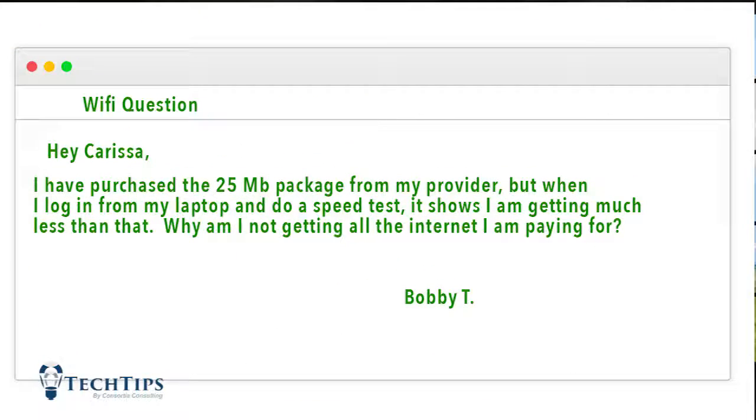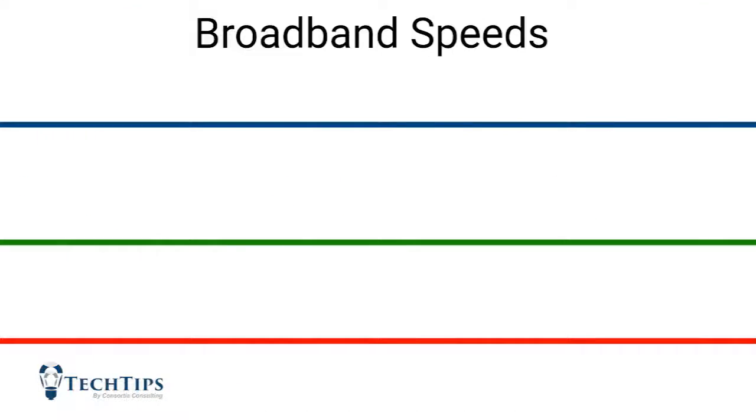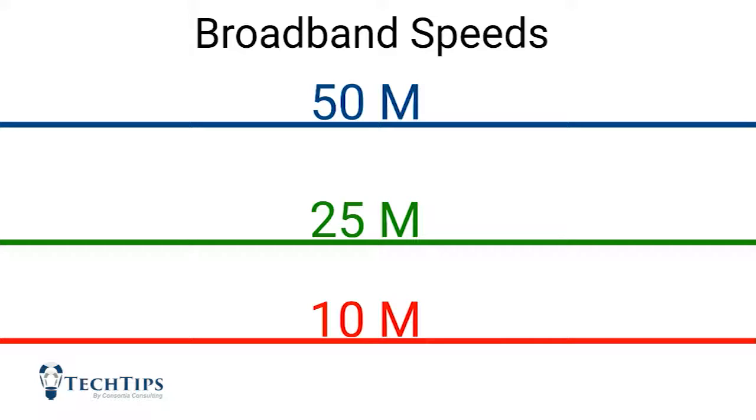I have purchased the 25 meg package from my provider, but when I log in from my laptop and do a speed test, it shows I'm getting much less than that. Why am I not getting all the internet I am paying for? Let's start by addressing a minor misunderstanding. When you purchase speed from your provider, it's an up to speed. So in this case, the person with the question can get up to 25 megs.